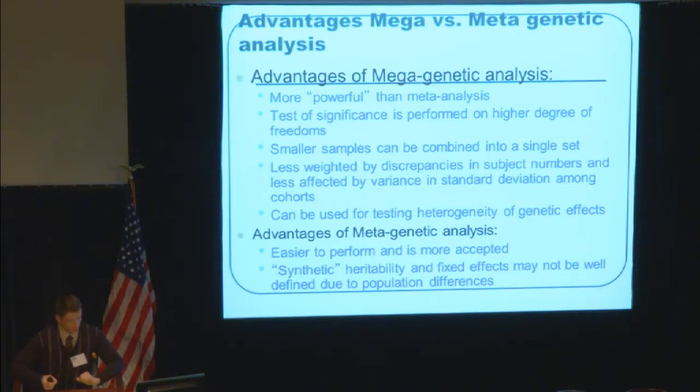Another fundamental advantage may be that by combining data at the raw stage, you have less weighting by discrepancies in subject numbers, and therefore you are less affected by variance in standard deviation among cohorts, as well as by the variance in the number of subjects in your cohorts, because for meta-analysis, you have to weight your data by either standard deviation or by the number of subjects. And both of those approaches come with certain caveats, and Neda will go into the details.